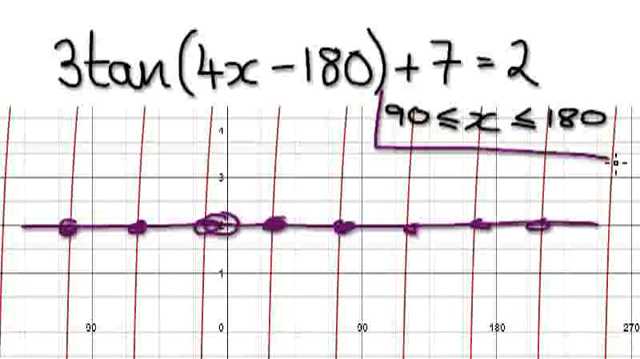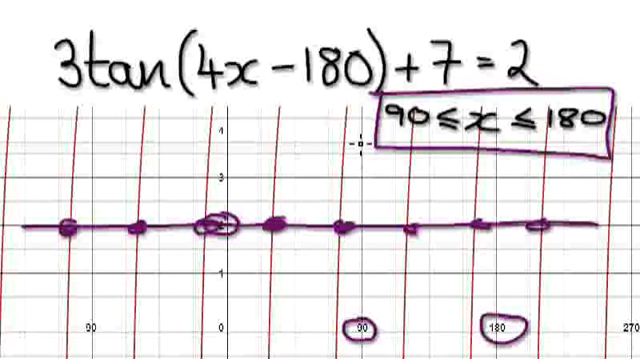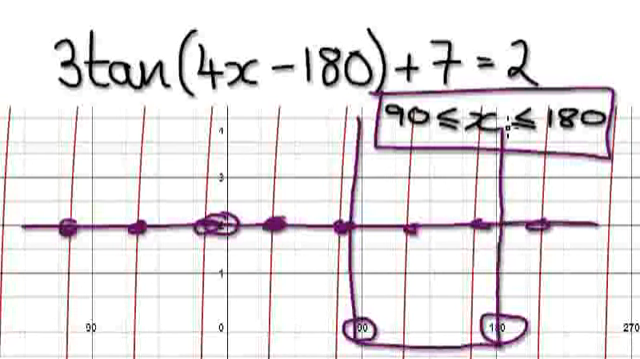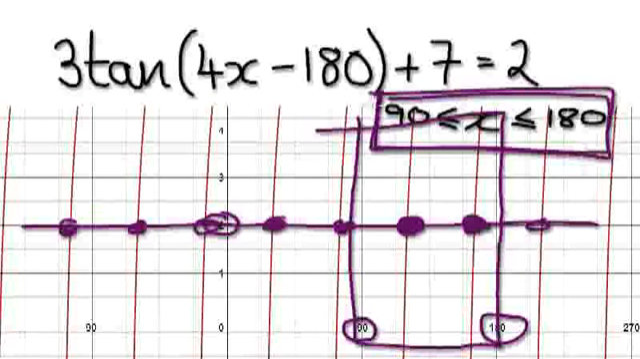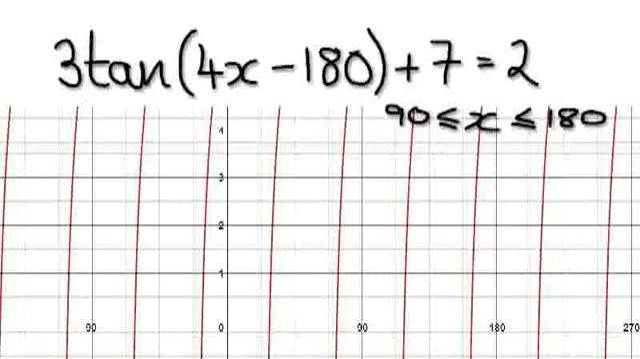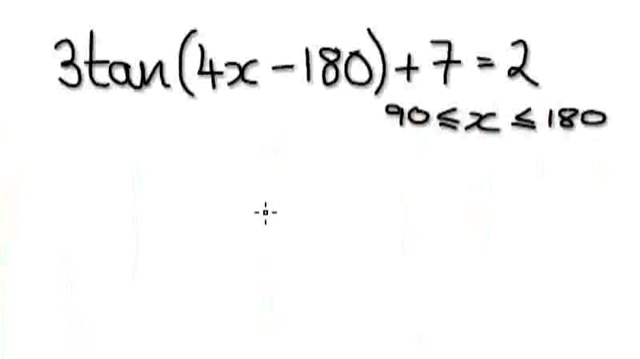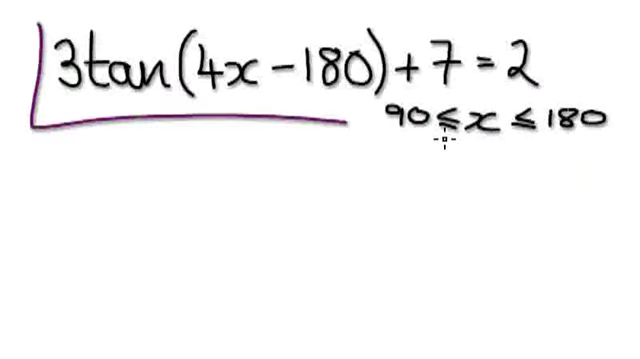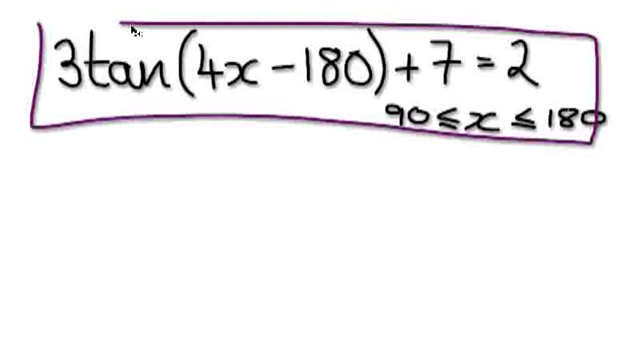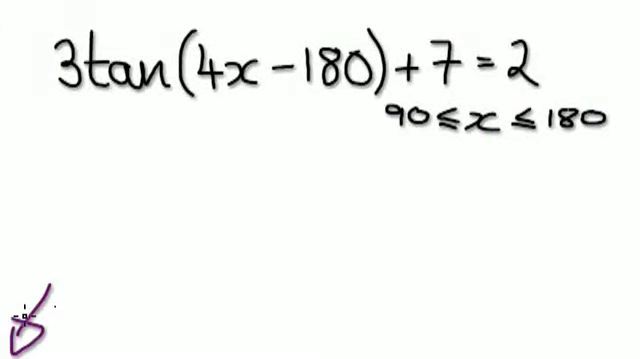But the thing is, you want the solution within 90 and 180. So you want it within this range here. Okay, so here you can see it's only this solution and this solution that we're interested in. That's within this range here. Okay, so when you're given this problem here, you're not going to be given the graph. So just use what you've got here and solve x. Okay, so press pause and have a go.